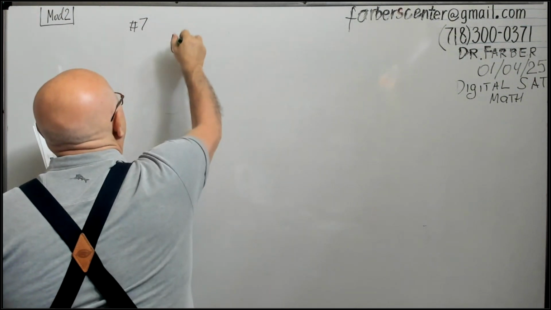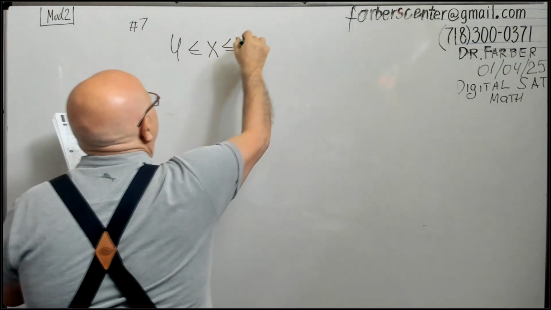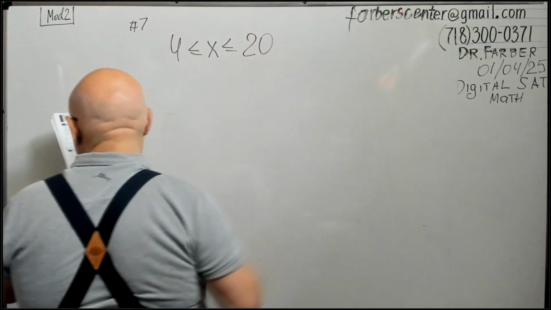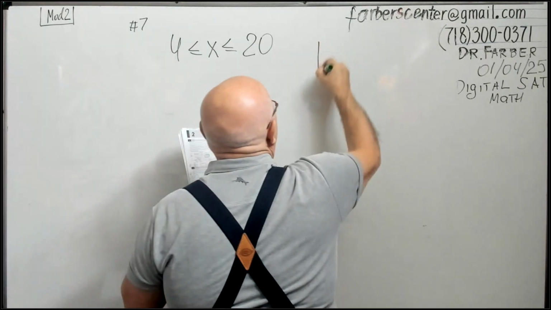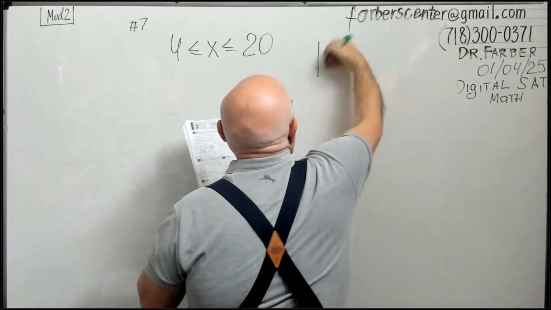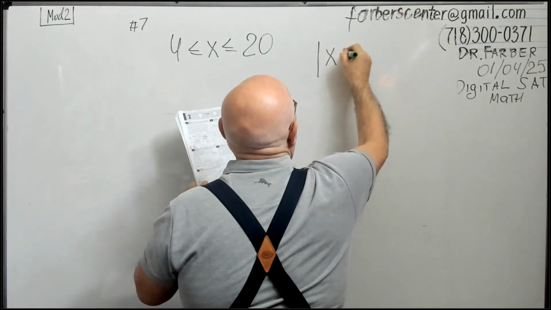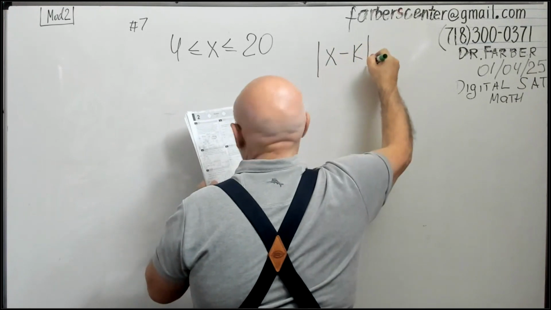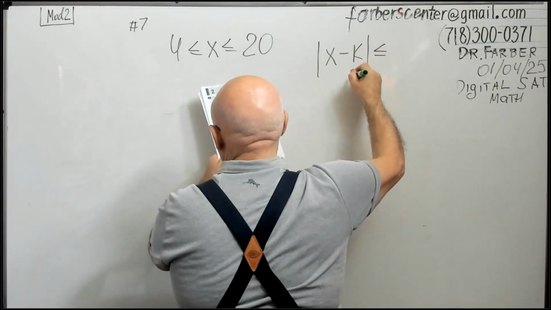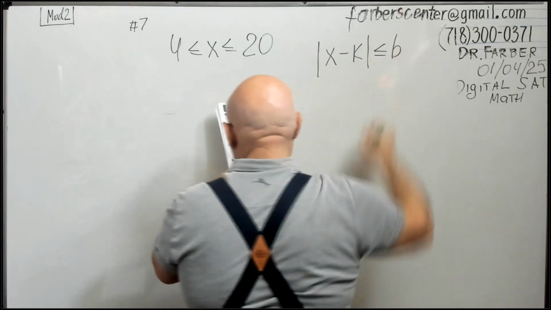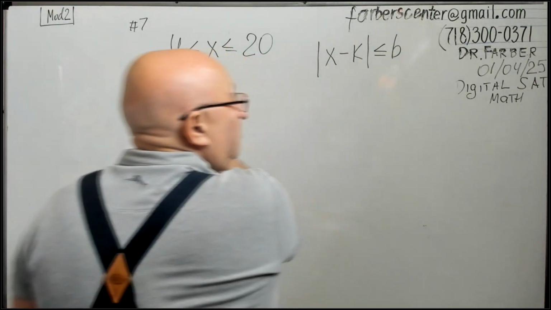For 4 less or equals to x less or equals to 20, and x minus k, not the other way around, x minus k less or equals to, what is it, b or h? B. A, b constant. What is the value of k?